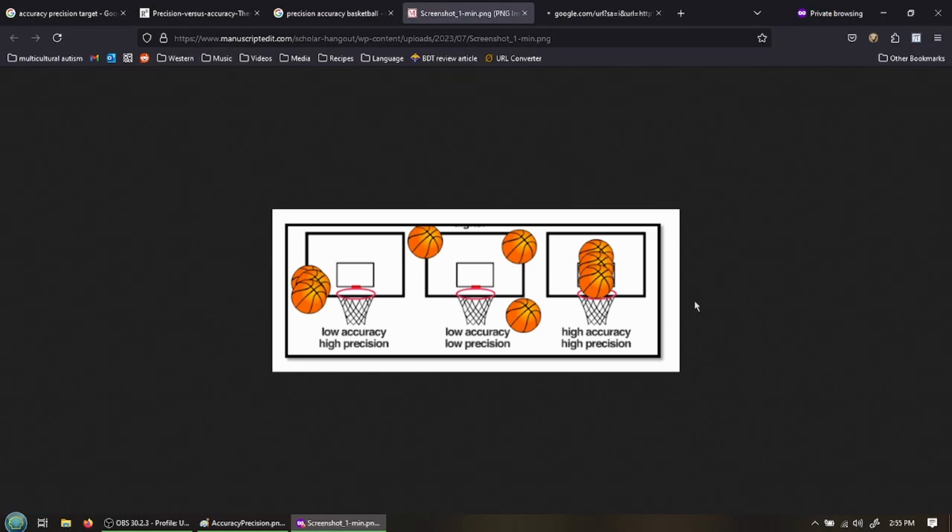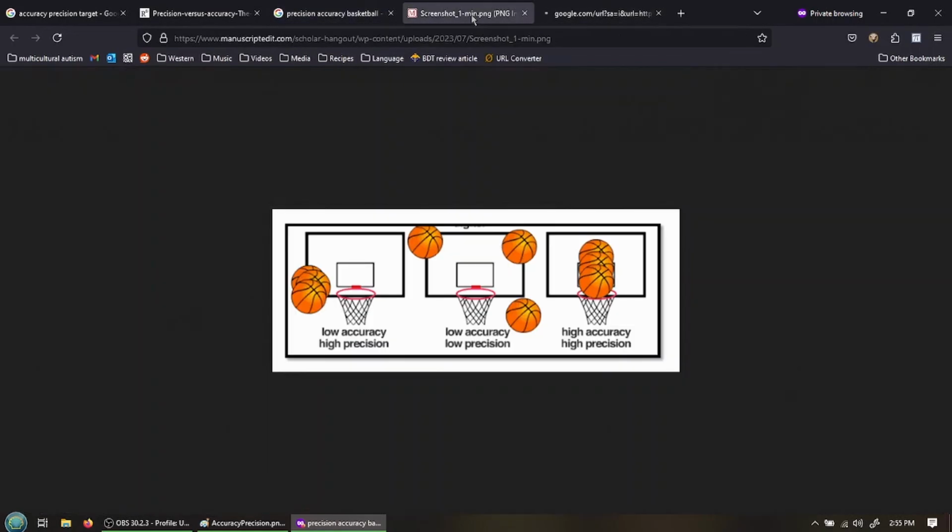This would be like your expert free thrower, where somebody can just be there on the free throw line and sinking every single one of these the same way every time. They're both accurate because they're scoring every time, and they're very precise because they're hitting it in the same place on the backboard every time. That would be like your muscle memory really finely tuned in there. Okay.